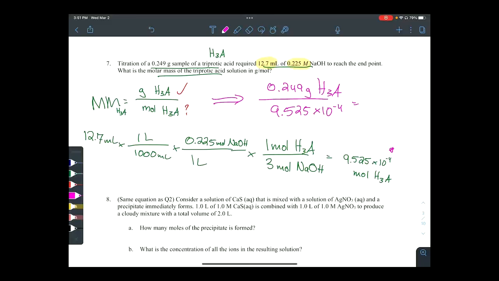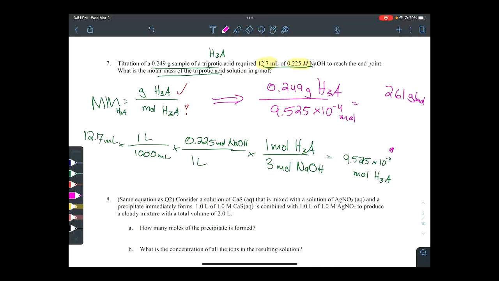I don't even know if this gives us a reasonable answer. I just made up numbers. 9.524. No, that's like a normal molar mass. Okay, so 261 grams per mole.